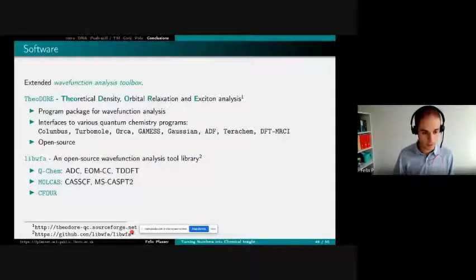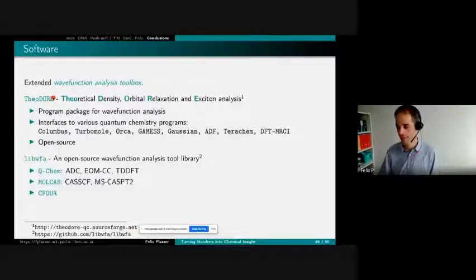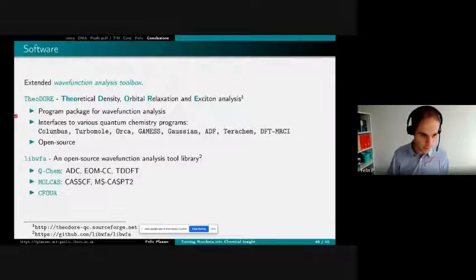All right, then the code that we have is, as Antonio said at the beginning, on the one hand, there's Theodore. This is an interface to different quantum chemistry programs. And if your favorite program is not on this list, let me know. Usually writing these interfaces tends to be very quick. And then there's libwfa. That's integrated into different codes, and it's a bit more powerful because we can access more functionality by integrating it directly. So it's Q-Chem and Molcas, and apparently also C4, but I've never used C4 myself.